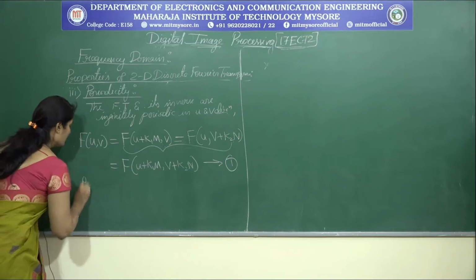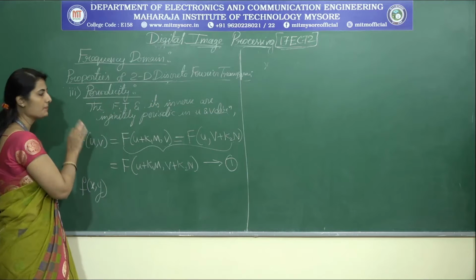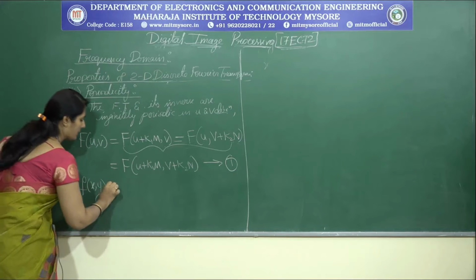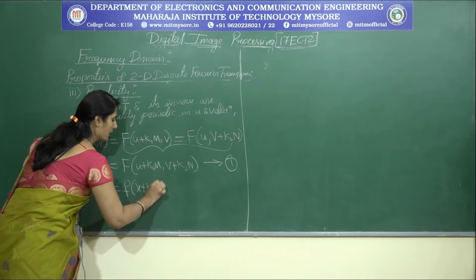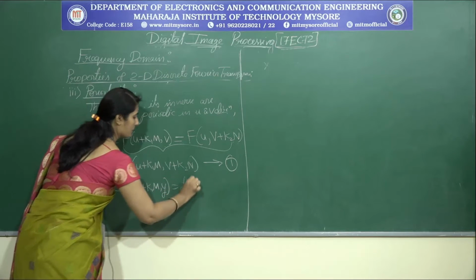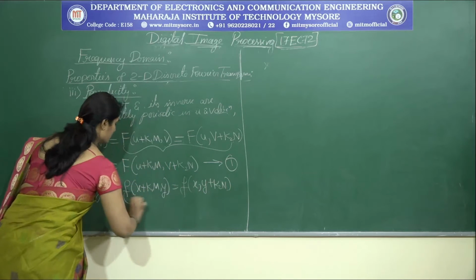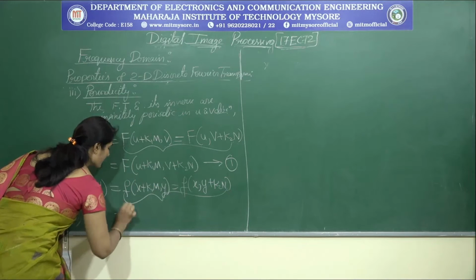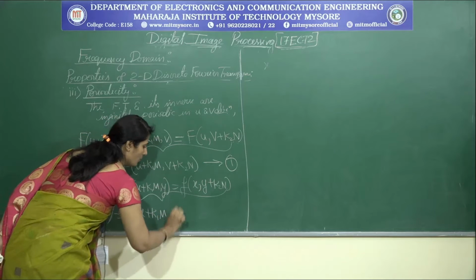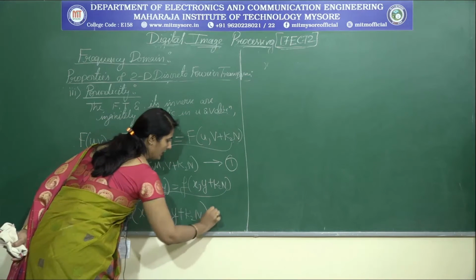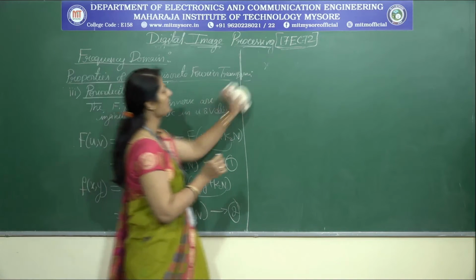Similarly, for f of x comma y, as I have told, the Fourier transform and its inverse both satisfy periodicity. Both are infinitely periodic. Therefore f of x comma y is equal to f of x plus k1 M comma y plus k2 N. This I call equation number 2, where k1 and k2 are integers.